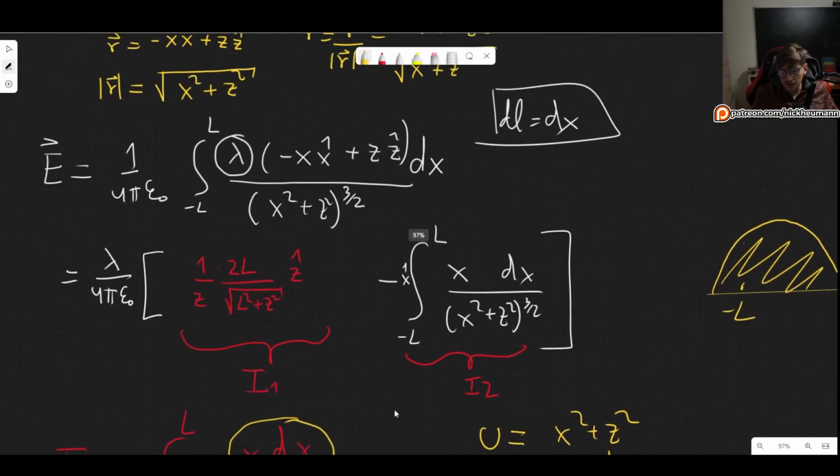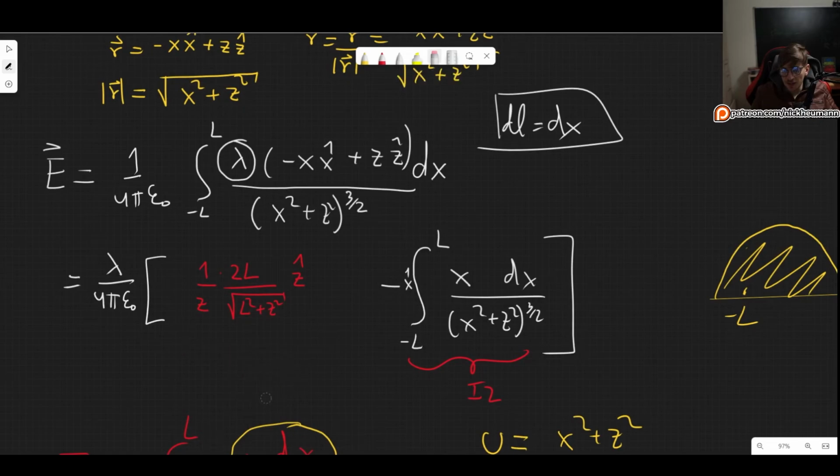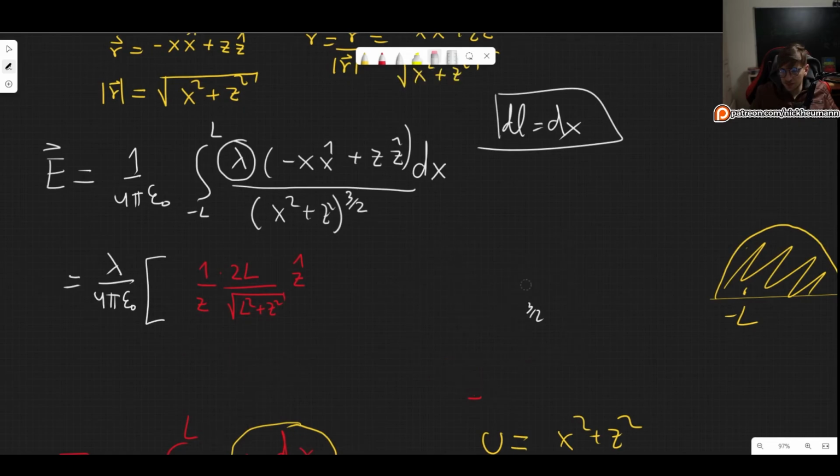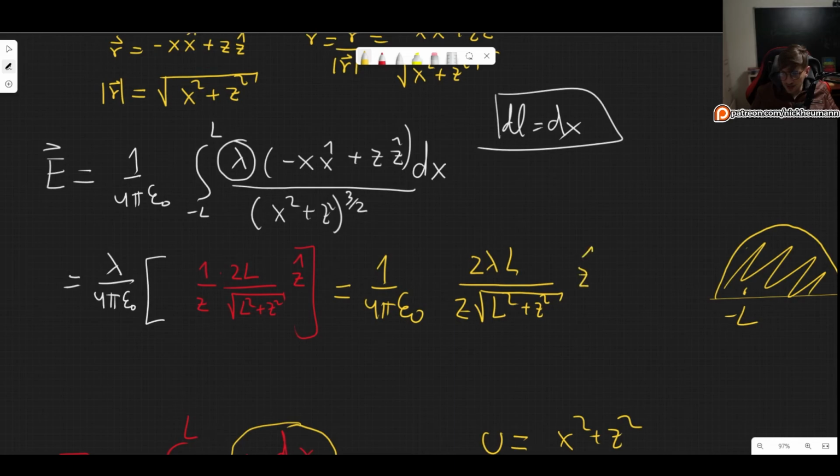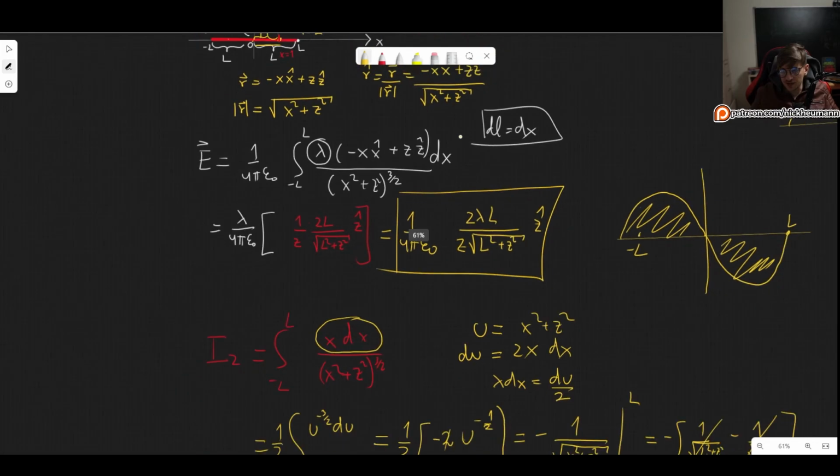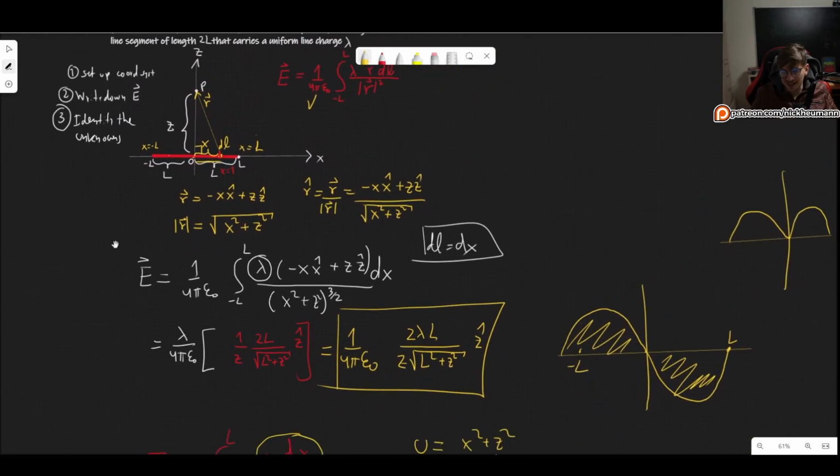Okay, so after a little bit of work, this thing here is 0. So our end result is simply this. Now we can perhaps just make this a little bit cleaner. So 1 over 4 pi epsilon 0, and simply rewriting here, we have 2 lambda L divided by z square root of L squared plus z squared, and it goes in the z direction. So there we go. That is the electric field that is generated by this line segment.